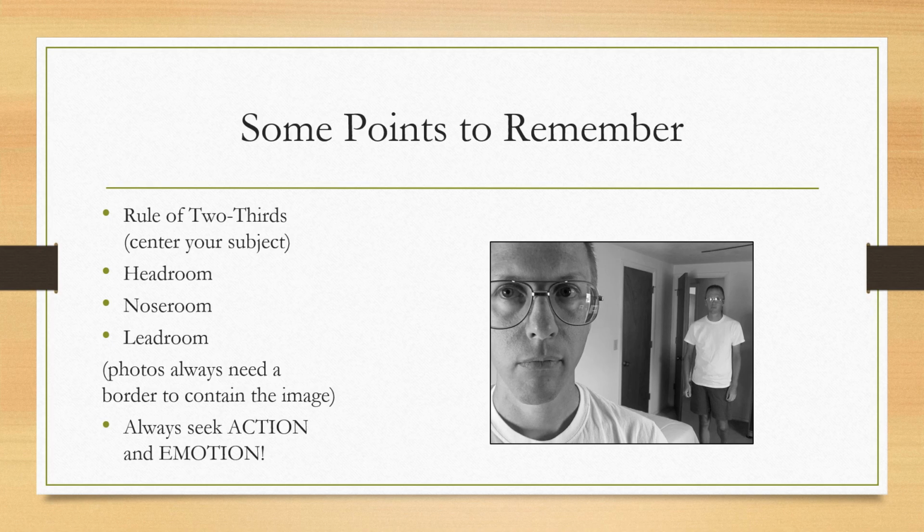Similarly with lead room, if you're taking an action photo and someone's on the field playing a sport or running, again, you want them to be centered or in an area inside the frame where it doesn't look like they're about to run into the wall. So that's giving your subject some lead room. And this is due to always having that black border around the photo.